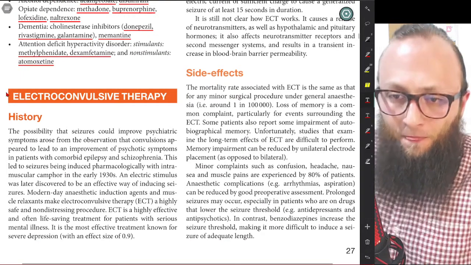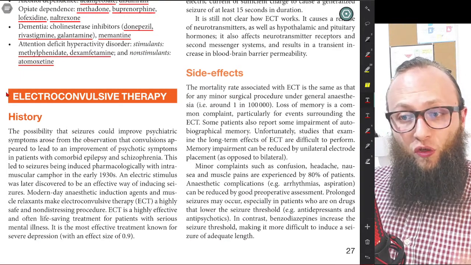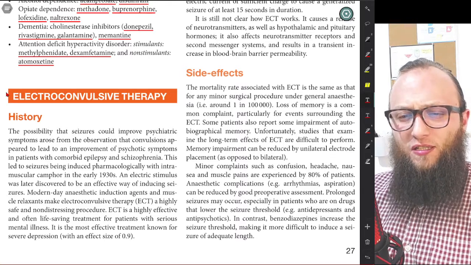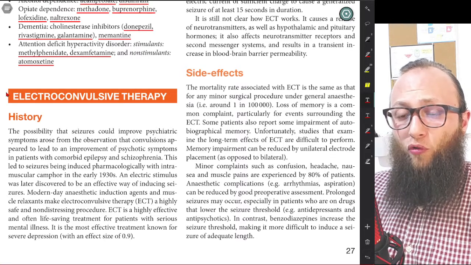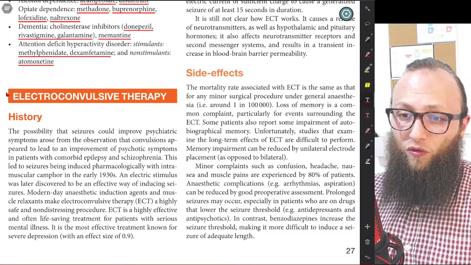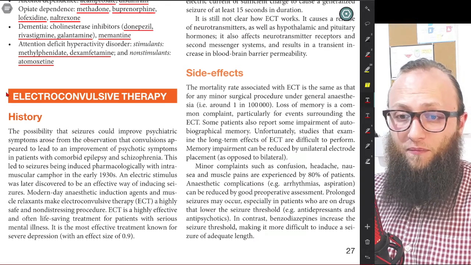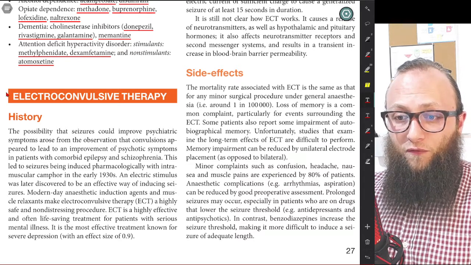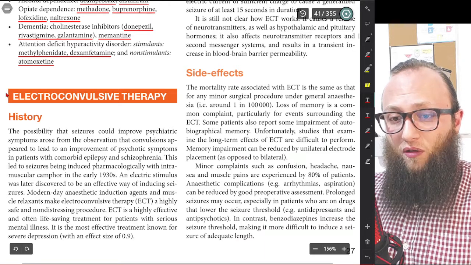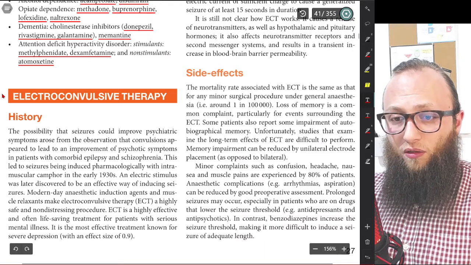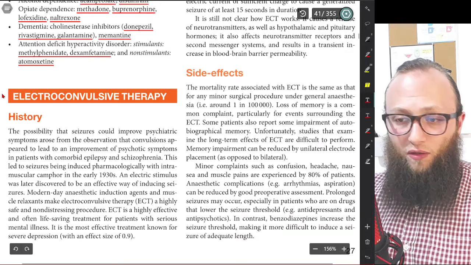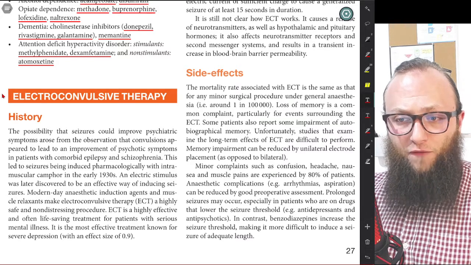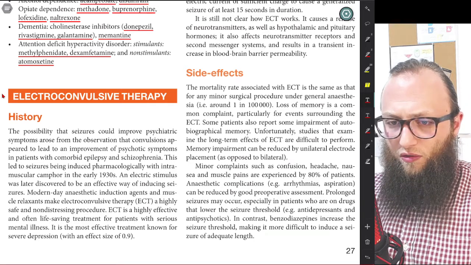History. The possibility that seizures could improve psychiatric symptoms arose from the observation that convulsions appeared to lead to an improvement of psychotic symptoms in patients with comorbid epilepsy and schizophrenia. This led to seizure being induced pharmacologically with intramuscular camphor in the early 1930s. An electric stimulus was later discovered to be an effective way of inducing seizures.